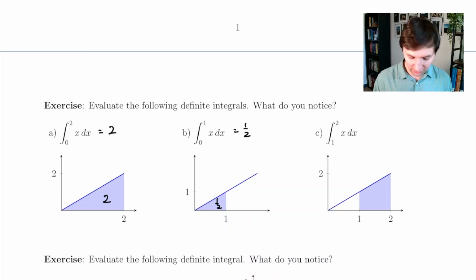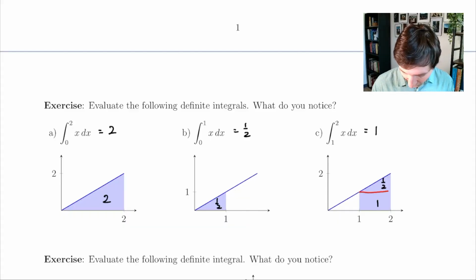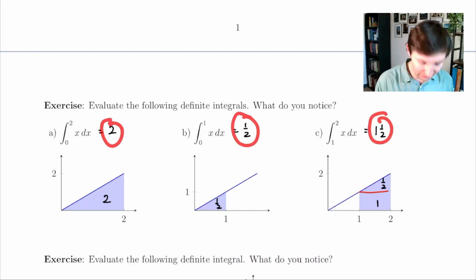The last region I can compute by splitting this figure into 2 familiar geometrical figures, a triangle and a rectangle. The area of the triangle is 1/2. The area of the rectangle is 1 times 1, that's 1. Altogether, this entire area is 1.5. Note that if I add these two numbers, I get this number.